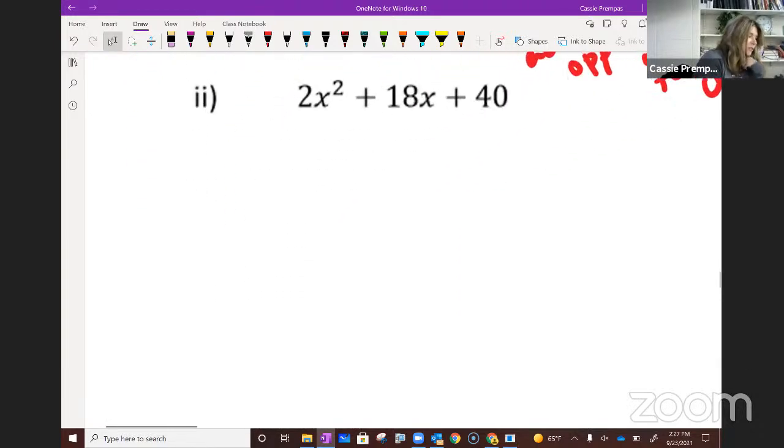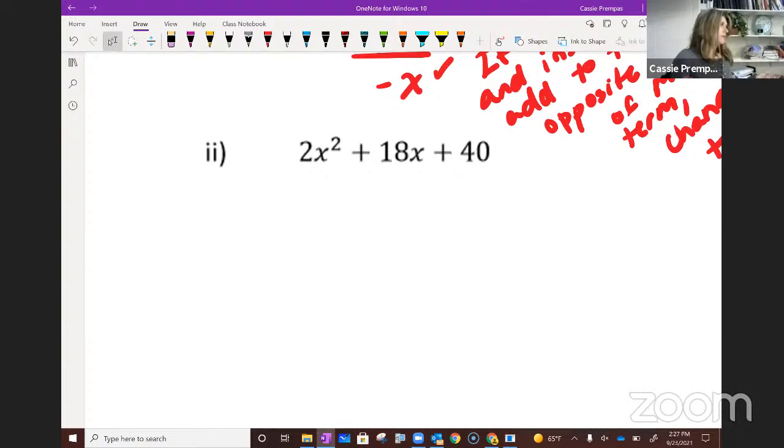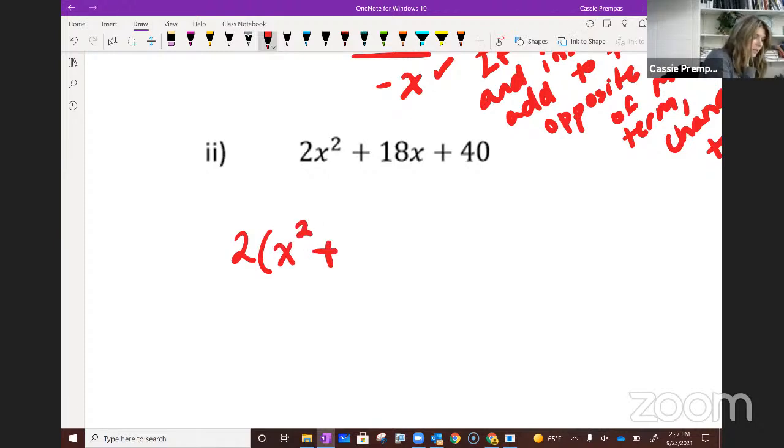All right, number 2. What's the first step always? GCF. So what is the GCF of 2x squared, 18x, and 40? 2. So let's take that out. You bring it out to the front, just like you guys did in last night's homework. And you'd have x squared plus, what's 18x divided by 2? 9x, good, plus what's 40 divided by 2? 20. Okay, now this is a trinomial.